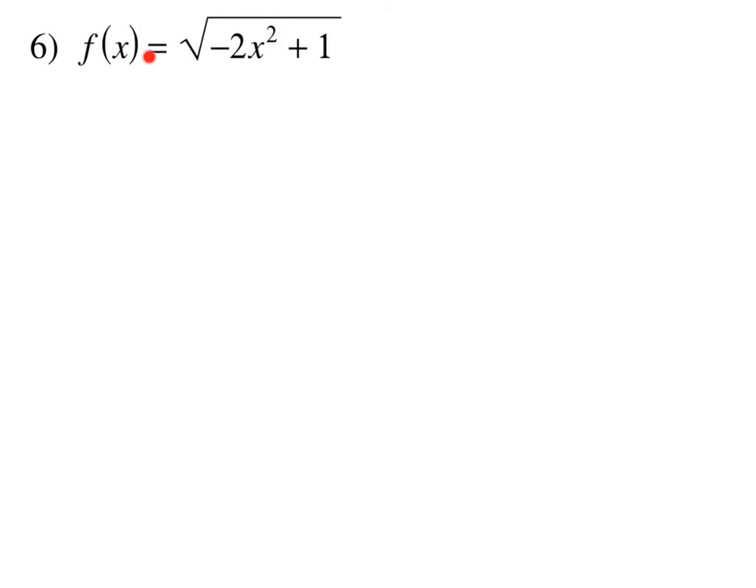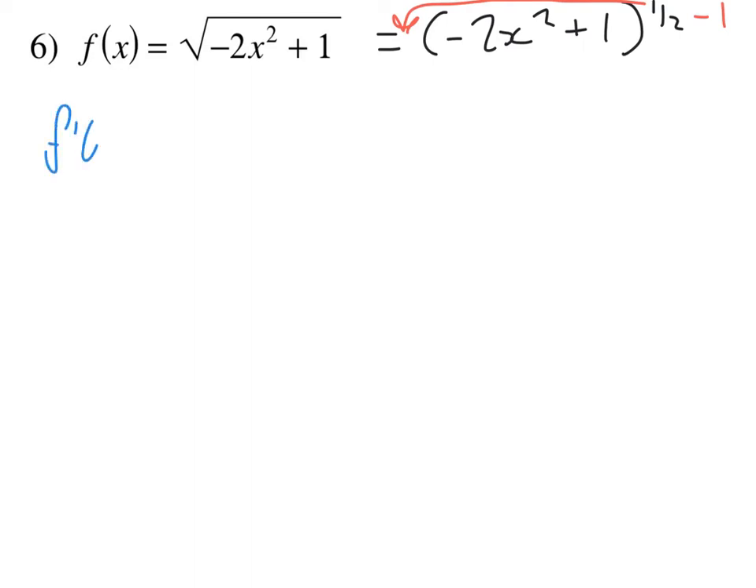Okay, so f of x equals the square root of minus 2x squared plus 1. The first thing we're going to do is rewrite this as a power. So we can rewrite the square root of anything as that to the power of a half. So now that we have a power inside our bracket, we're going to use our chain rule. We're going to bring the power down in front and reduce the power by 1.